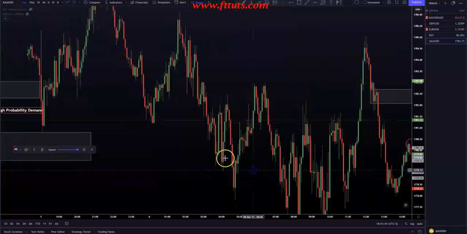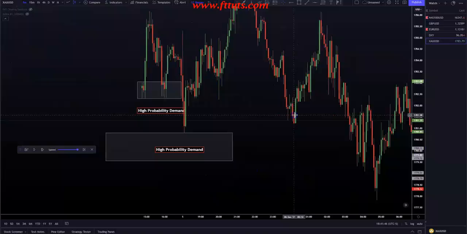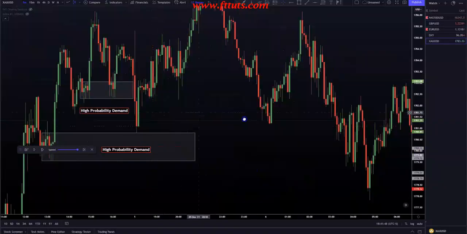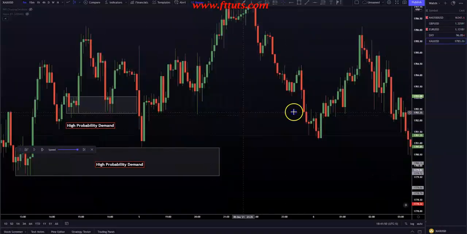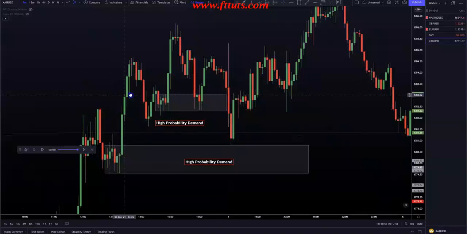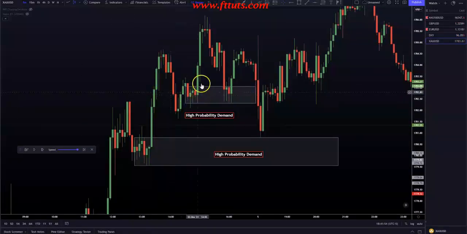So we're going to finish all these subs that I've drawn out. Okay, so we've got two high probability demands. I think these are the last ones, but where are the gaps attached to them? Let's replay it.